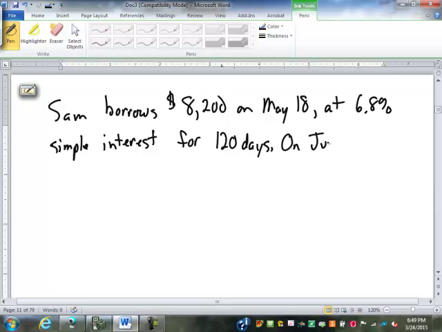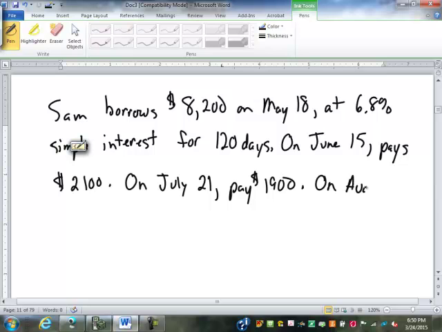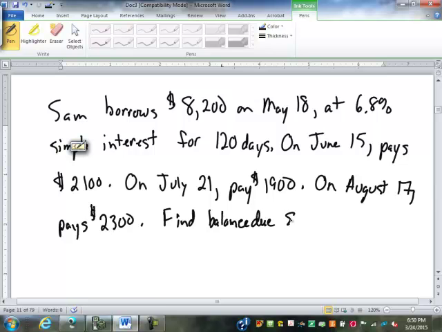On June 15th, Sam pays $2,100. On July 21st, Sam pays $1,900. And on August 17th, Sam pays $2,300. So same questions. Find the balance due at maturity and the total interest.